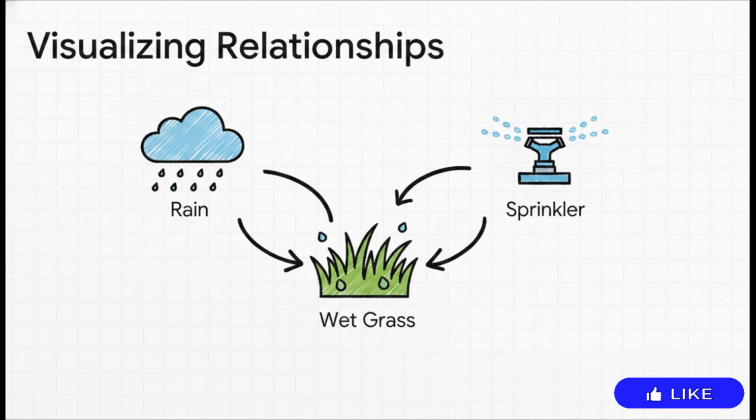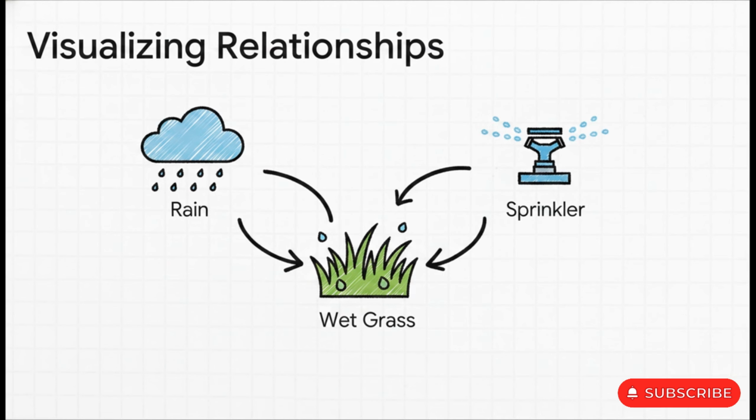So let's draw our map. Let's think logically. What makes the grass wet? Well, either the rain or the sprinkler, right? So we'll draw arrows from rain and from sprinkler, both pointing to wet grass. But wait, there's one more link. You're probably not going to turn your sprinkler on if it's already raining. So rain influences the sprinkler. We'll draw an arrow from rain to sprinkler. And just like that, we've got our map.